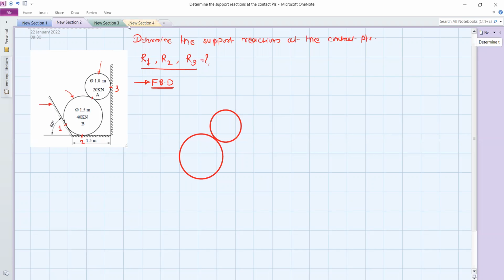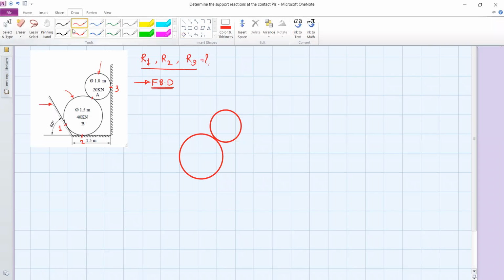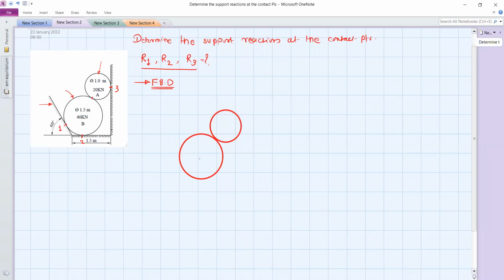Okay, and next step is we have to show the support reactions and the weight force. The weight force will act from the center point of each sphere in the vertically downward direction. So this is the 40 kilonewton. And for sphere A, we have the weight, which is 20 kilonewton.